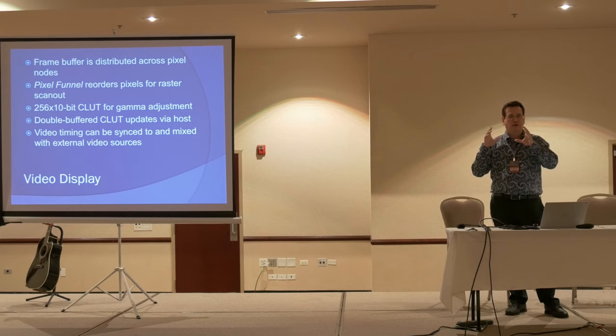If you've ever tried to film a monitor, it looks like the monitor is flashing in and out of darkness, and that's because the video generation is not timed to be in sync with the camera. So if you have a sync input to your graphics system, you can synchronize the video scan of the camera with the video scan of the signal being generated by your system, and then it all looks like it should be.